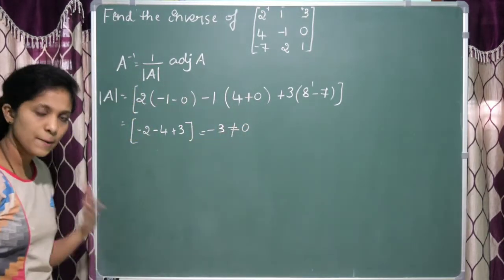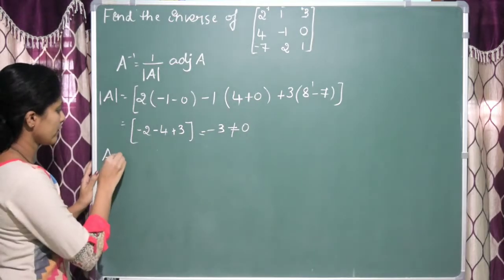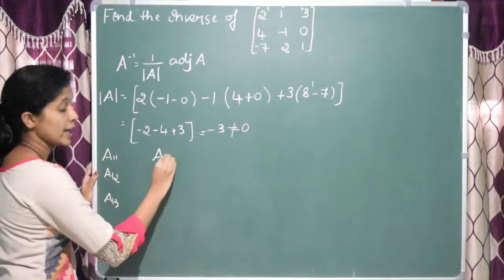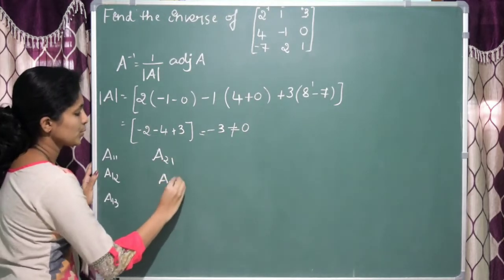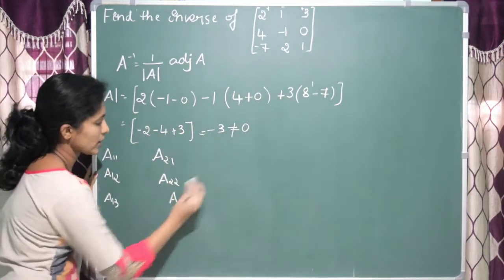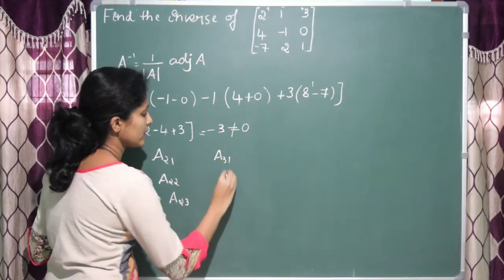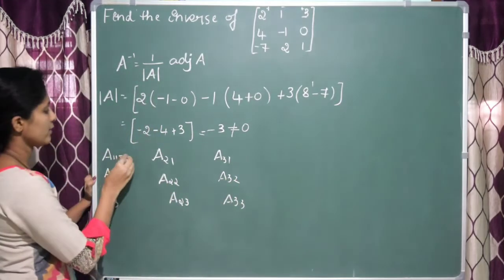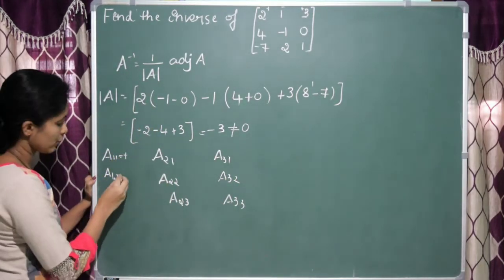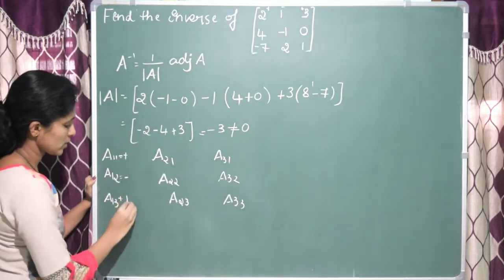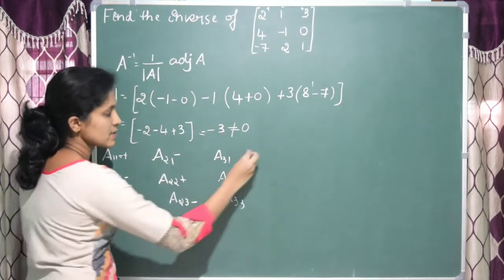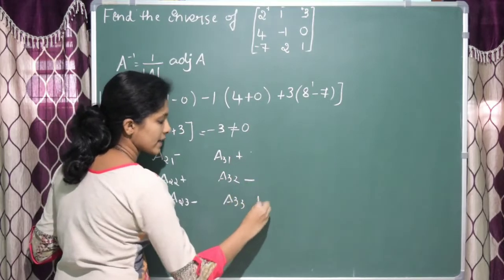Now you have to find the adjoint. For that you have to find A11, A12, right? A13, then A21, A22. Directly you can find this. A23, then A31, A32 and A33. First we will find A11. If you want to write the signs first: this is plus and this is minus, plus, minus, plus, minus and this is plus.